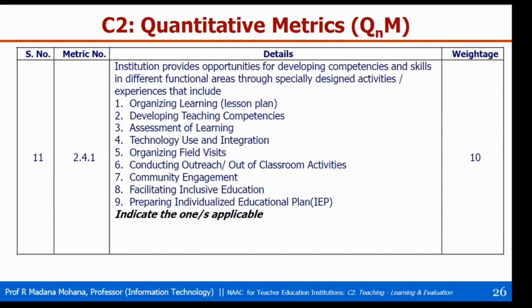Then next one, 2.4.1. This is related to the institution provides opportunities for developing competencies and skills in different functional areas through specially designed activities or experiences, which include the following: organizing learning, lesson plan, developing teaching competencies, assessment of learning, technology use and integration, organizing field visits, means industrial visits, conducting outreach or out of classroom activities beyond class, community engagement, facilitating inclusive education, preparing individualized education plan, whichever is applicable. This carries 10 points.